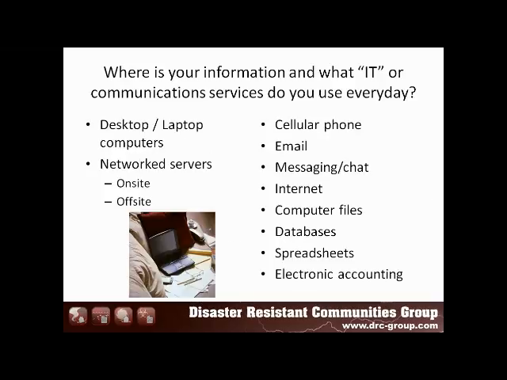So where is your information? And what IT and communication services do you use every day? What if you were denied access to your information and these tools for an extended period of time?